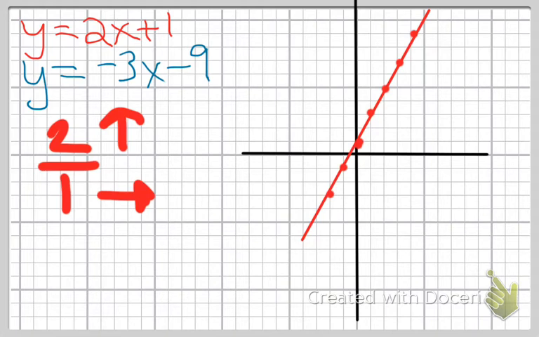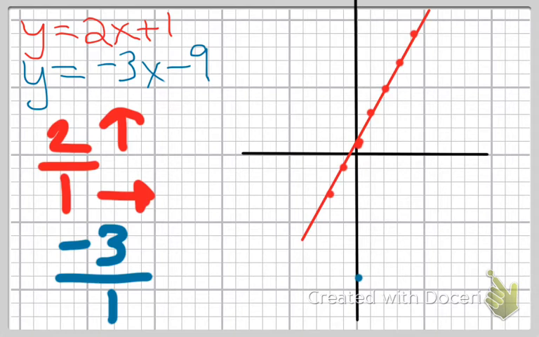Our second equation, y equals negative 3x subtract 9, has a y-intercept of negative 9. So on the y-axis, we are going to go to negative 9. And our slope is negative 3. So really, negative 3 over 1.